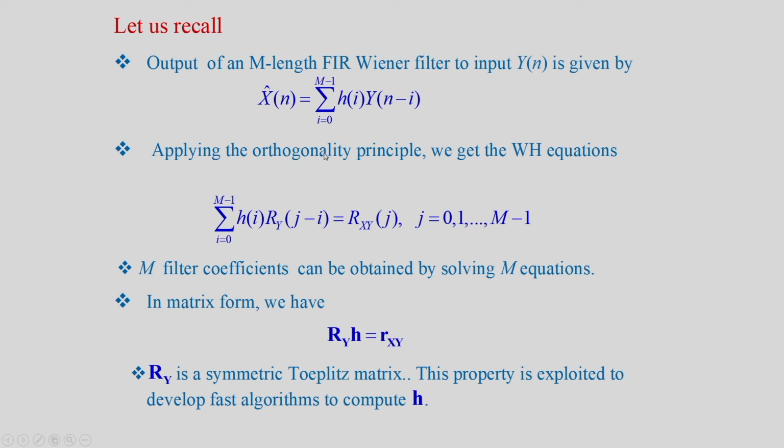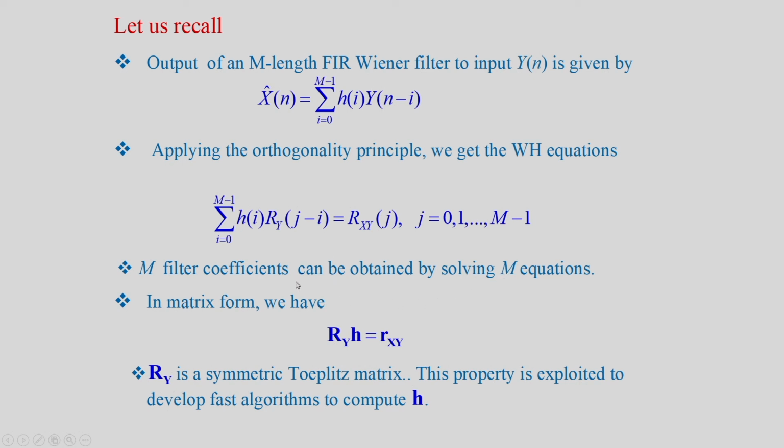Applying the orthogonality principle, we get the Wiener-Hopf equations, given by this relationship: summation h_i into r_y(j minus i), i going from 0 to m minus 1, equals r_xy(j). These are the Wiener-Hopf equations for j equal to 0, 1, etc., up to m minus 1. There are m equations, therefore m filter coefficients can be obtained by solving these m equations.